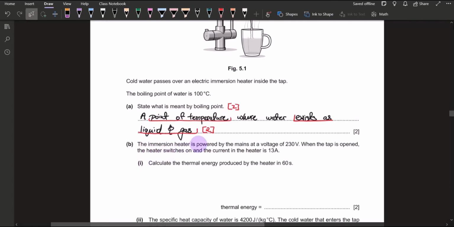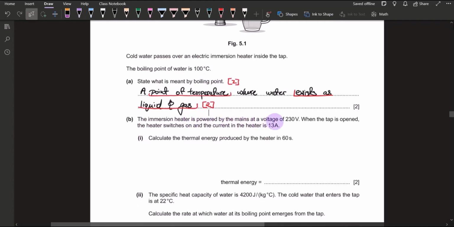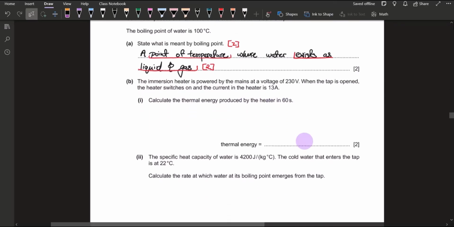Part B says the immersion heater is powered by the mains at a voltage of this. When the tap is open, the heater switches on and the current in the heater is this. Part I says calculate the thermal energy produced by the heater in 60 seconds. So what are we given? First of all, we're given the voltage, which is 230. Second is the current, which is 13 ampere. And third we're given is time. And we are supposed to find thermal energy, which is a form of energy.